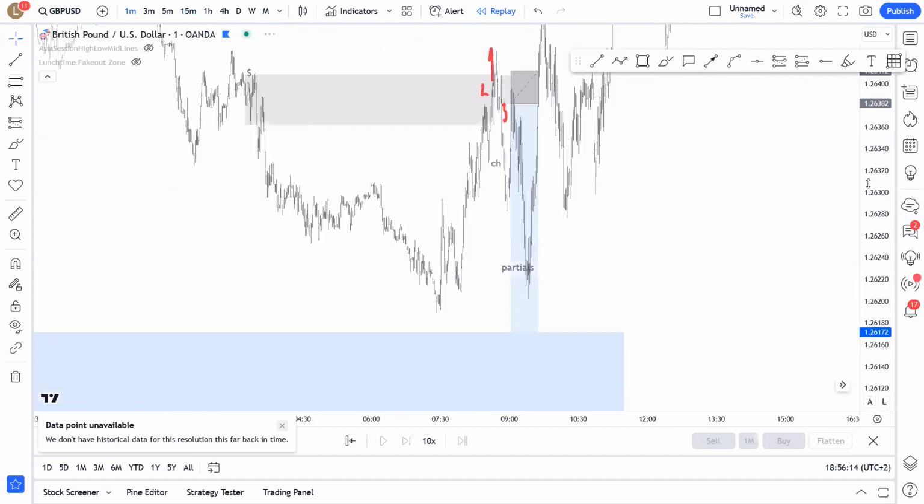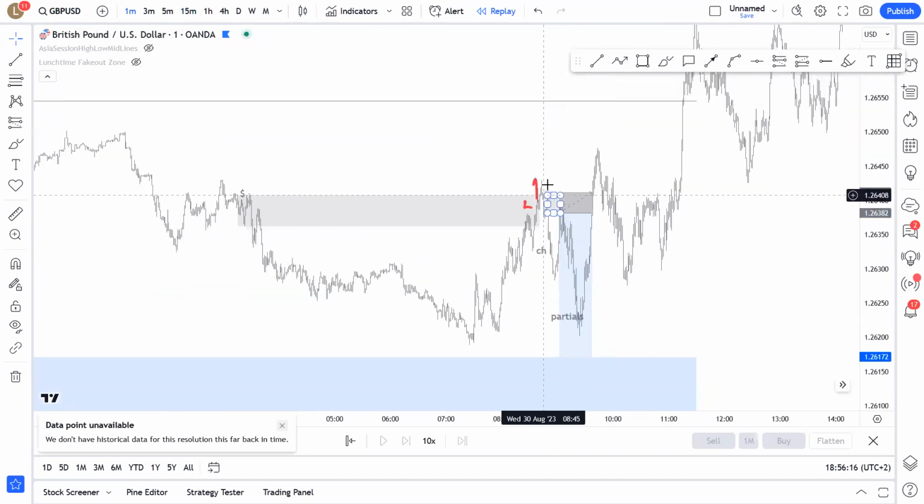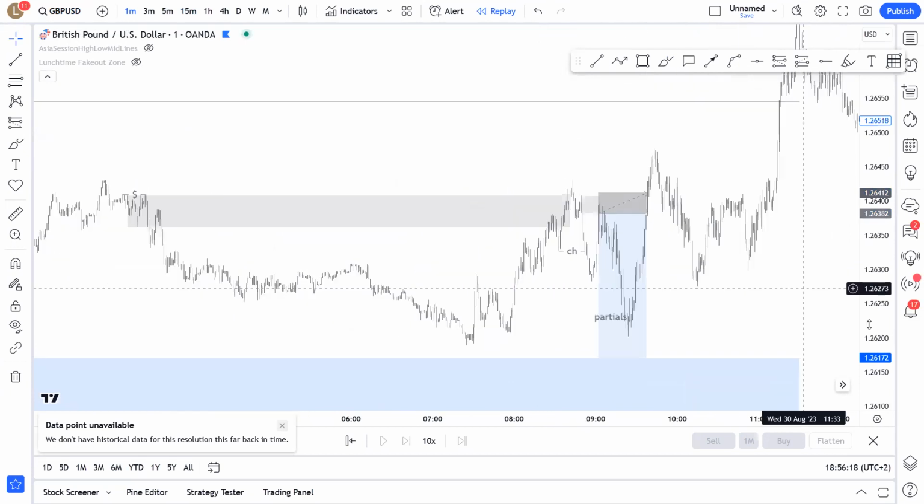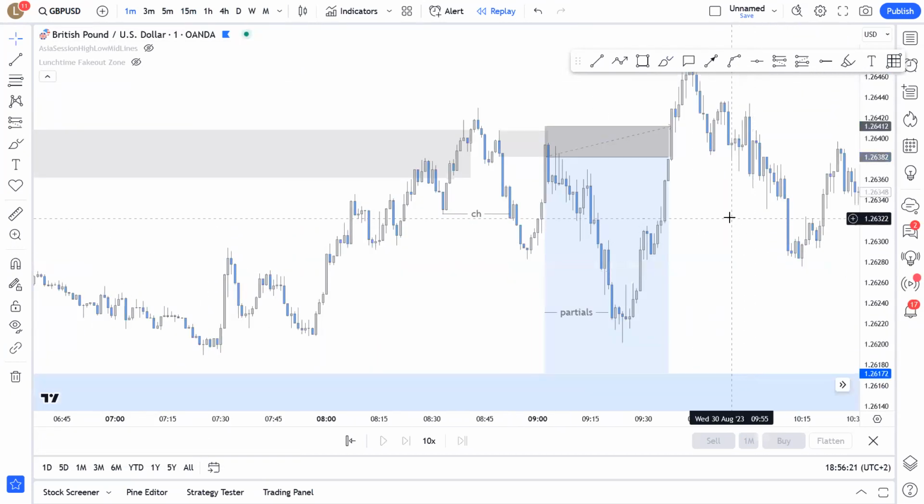What just happened? Sorry, I just exited from the replay mode. So yeah, 1-to-5 risk-reward ratio trade. That's it on the first trade.